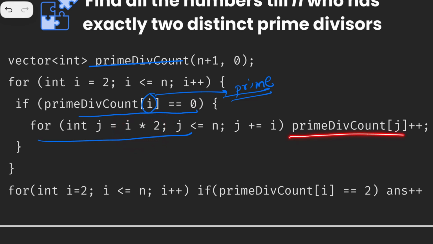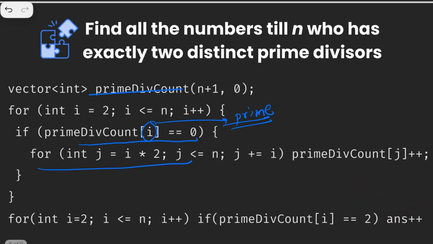Now, once you have the entire counter, we can check how many distinct prime divisors I has. If they are 2, then we can increment the answer. I selected this particular problem to tell you a very important thing, that the starting point of j you need to decide based on the requirement. It's not always going to be I into 2 and it's not always going to be I into I.